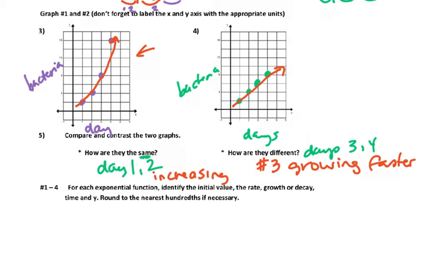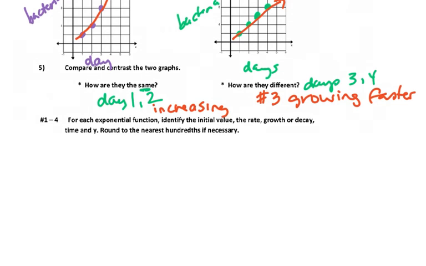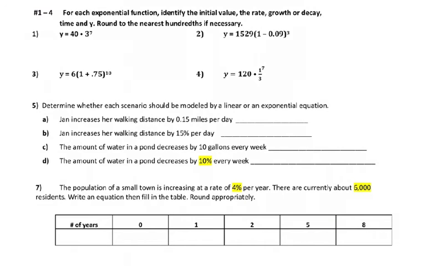Okay, so in the next set of questions, for each exponential function, we're going to identify the initial value, the rate, whether it's growth or decay, the time, and y, rounding to the nearest hundredths. So you'll find that in these questions, we are going to be doing some rounding of our decimals. Number 1, remember on your first page, you can go back and look at that, but remember that it's a times b to the x power, and remember what a stands for, b, x, y.